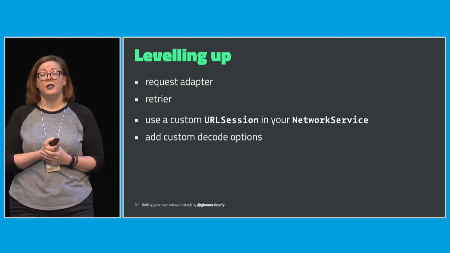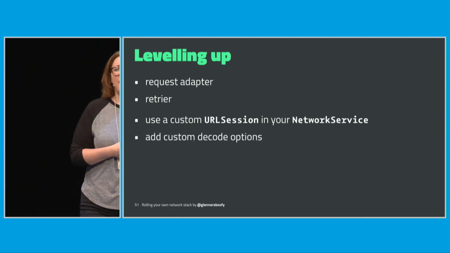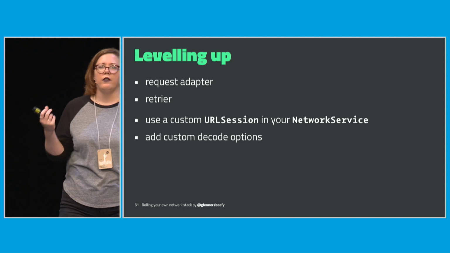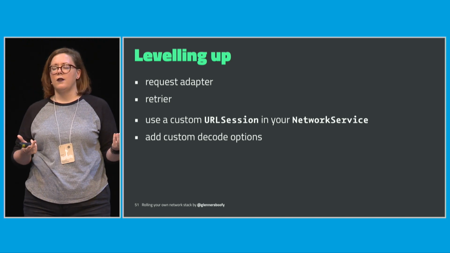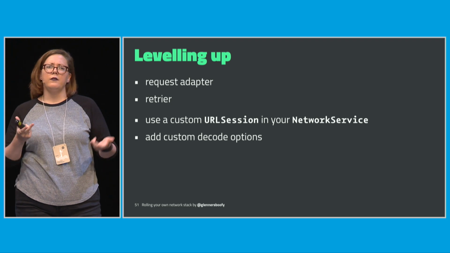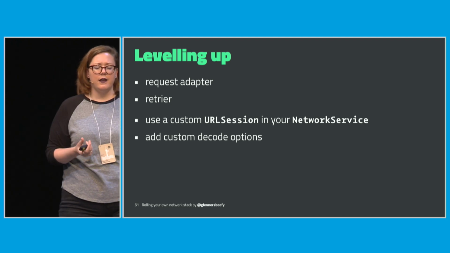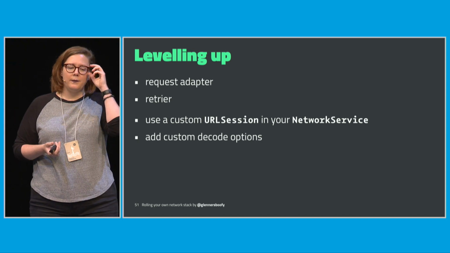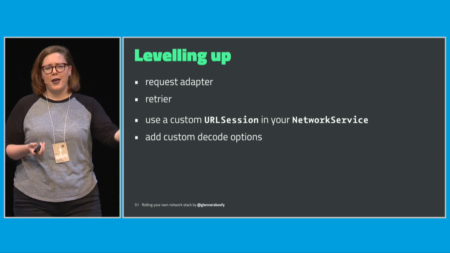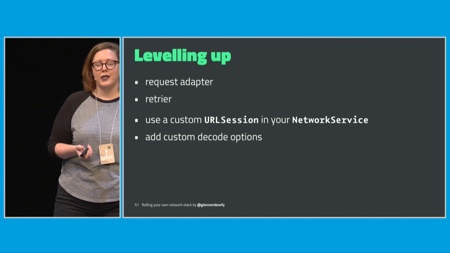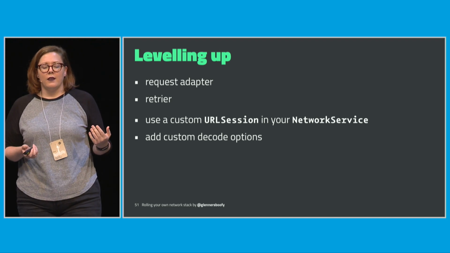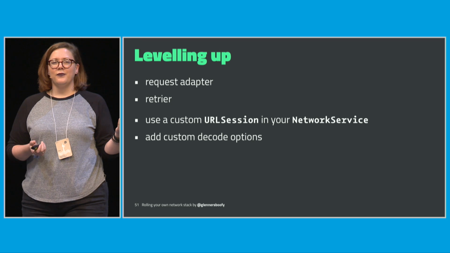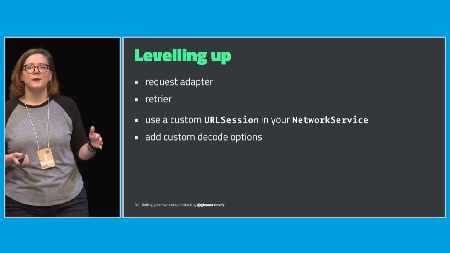You can add custom decode options. You can add that either to your network service or to your network operation. It really depends on the level of granularity you want to have these decode options. We use them in particular: one of the API services, the original API service that we were talking to, always returned a 200 OK for any response.